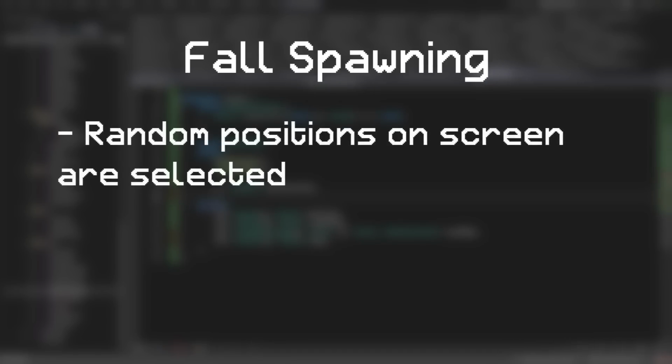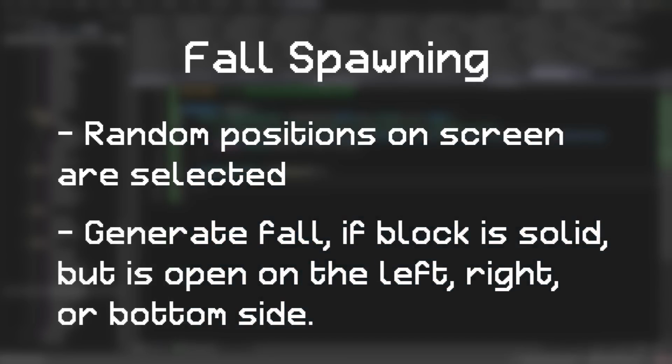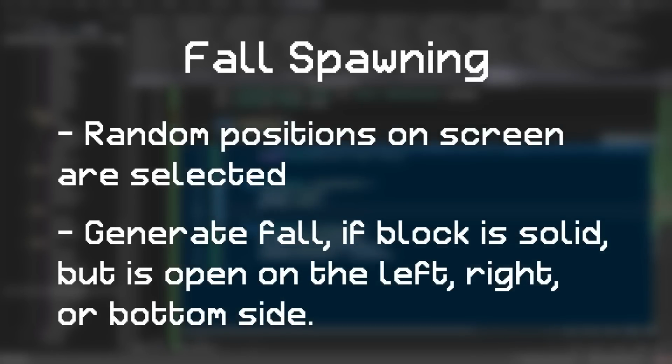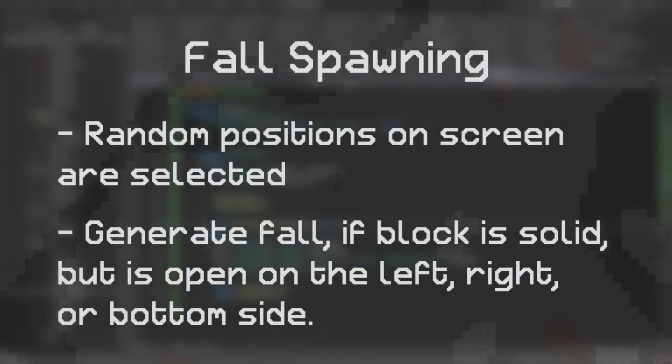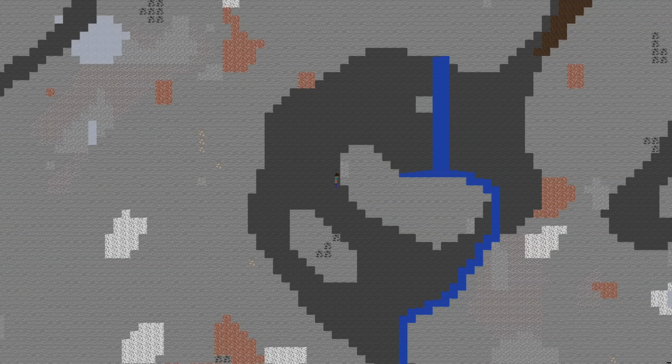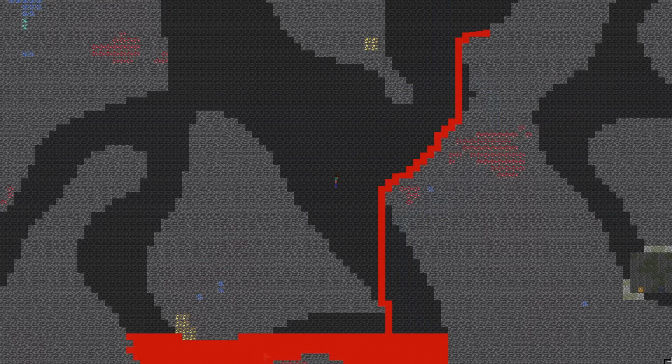Basically, for every chunk, I generate a bunch of random positions, just like before, except this time, if that position contains a solid block, such as stone, but is open on either the left, right, or bottom sides, then a water source block is placed. And I did the same thing with lava as well, just lower down in the world, of course.